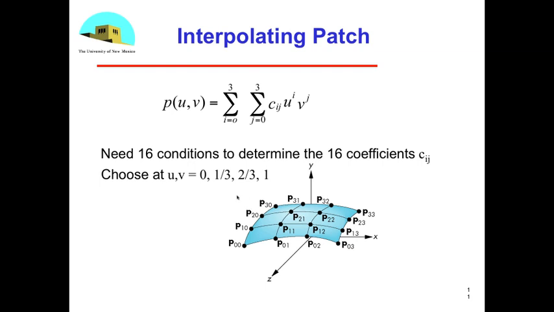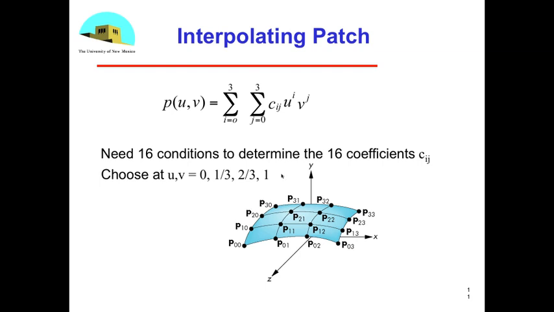Well, one way to do that is to simply say, give me 16 points to interpolate. So here's P00, the first one in this corner. That corresponds to u equals 0, v equals 0. This one, P10, corresponds to u equals a third, v equals 0. And likewise for all these points, P33 corresponds to u equals 1, v equals 1. And I can write out 16 equations and 16 unknowns and solve for the resulting values of the coefficients.